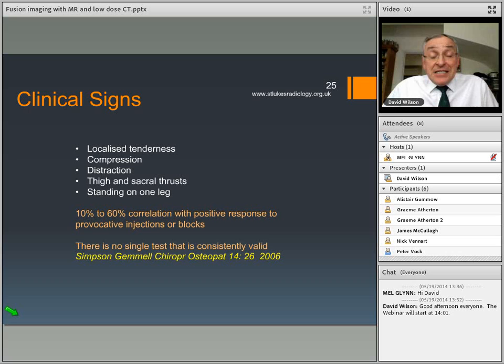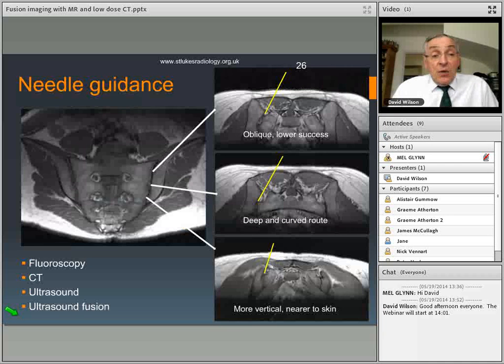Sadly, these tests have only between 10% at worst and 60% at best correlation with positive response to provocative injections. So in reality, they're often less than 50%, and a toss of a coin would be as useful. People in the clinical field realize that the clinical signs are poor and there isn't any one consistently valuable test. So a lot of us are asked to block the SI joints just to see if that's part of the pain. How do we get into it?